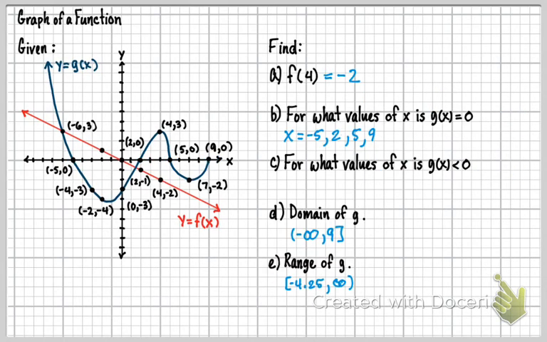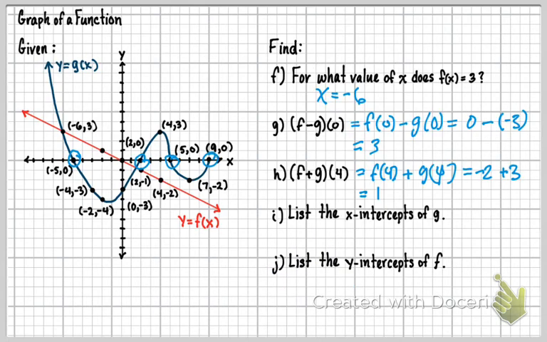So it's going to be those same values that I had here. But I don't want to write them as just x's. I want to write them as ordered pairs. That's what it means to list the x-intercepts of g. So I'm going to write negative 5, 0. And I'm also going to write 2, 0. And 5, 0. And 9, 0. Because the type of object I get when I'm looking for intercepts are actually points. They're two lines that intersect, the x-axis and my graph, which tells me that I'm going to get an ordered pair. So make sure you write them as ordered pairs.